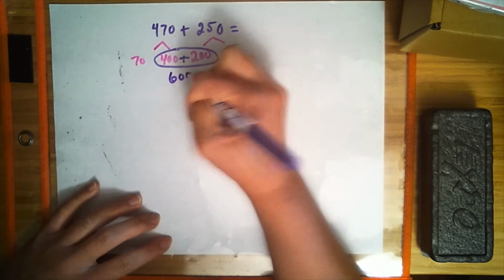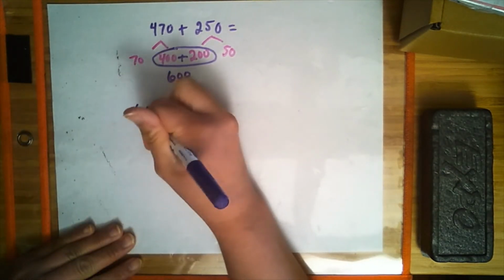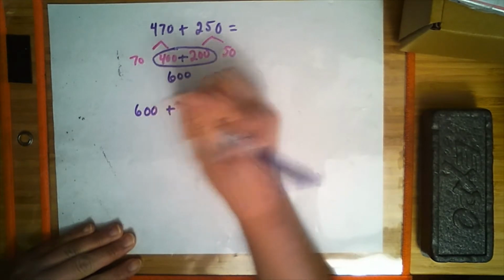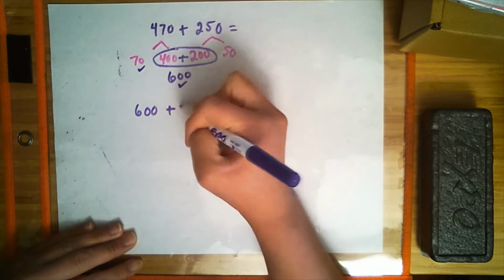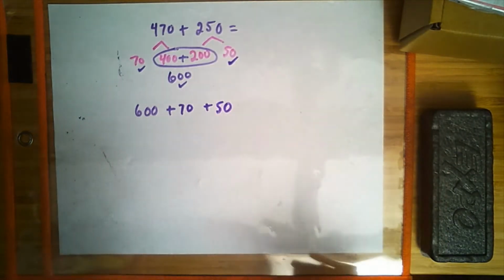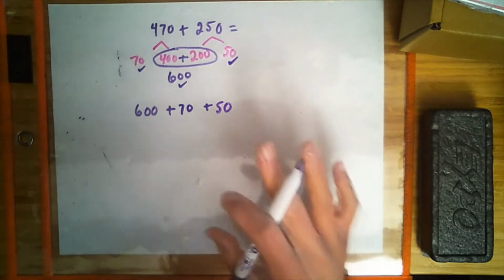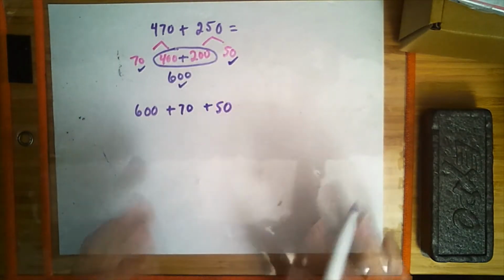400 and 200 gives me 600. Let's go ahead and rewrite that. 600 plus, let's check mark that, plus 70 plus 50. And my friends, we are not adding in 400 and 200 again because we already combined it.